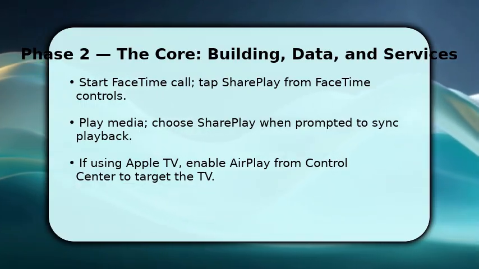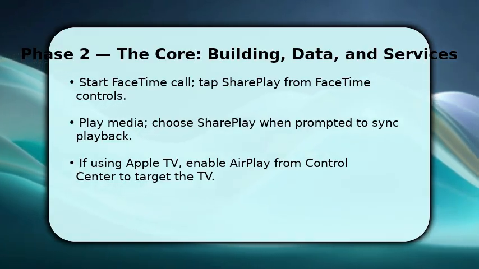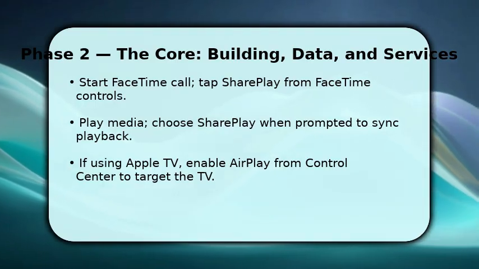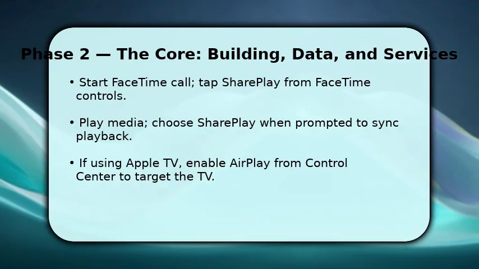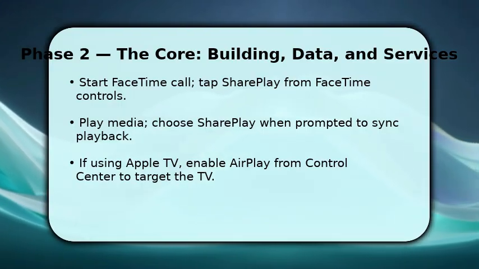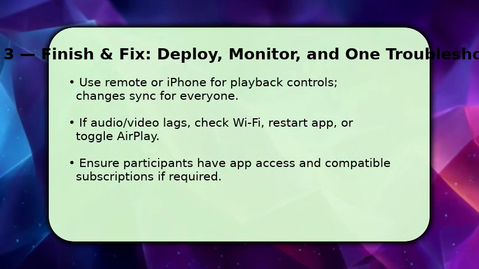If your goal is the TV, open Control Center, tap Screen Mirroring or AirPlay, and select your Apple TV or AirPlay 2 compatible TV. Shareplay continues on screen, while audio and control. To finish, use either your iPhone or the TV remote to pause, seek, or change volume.